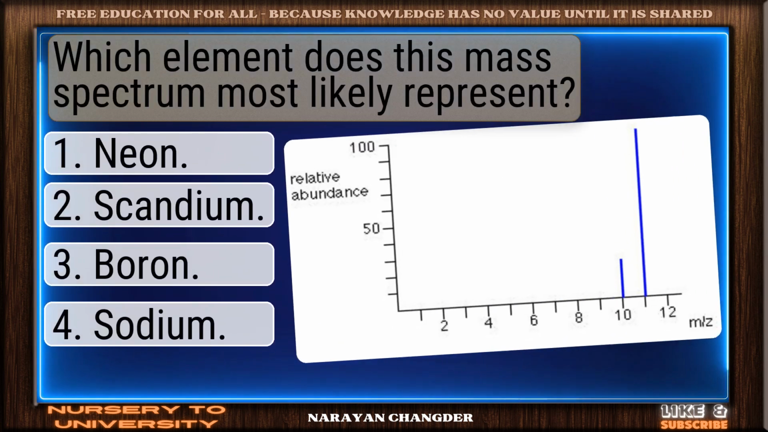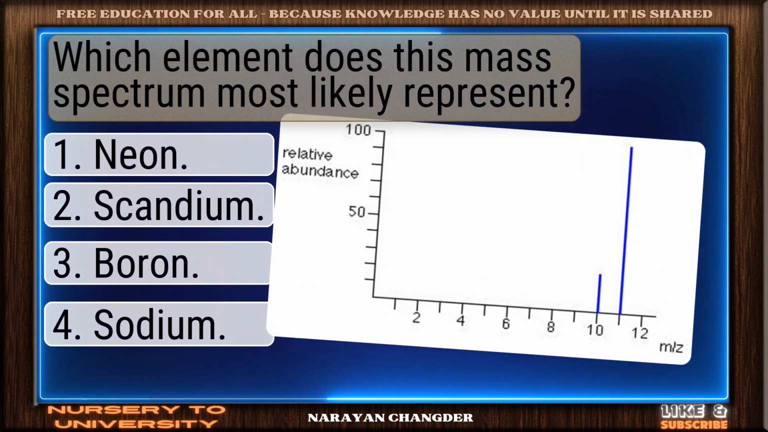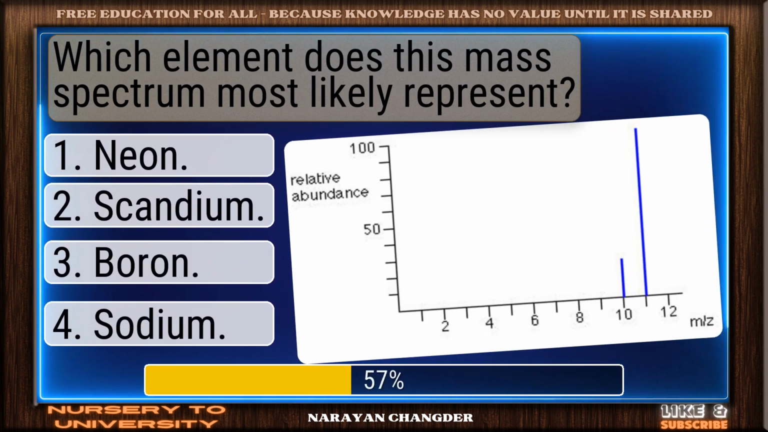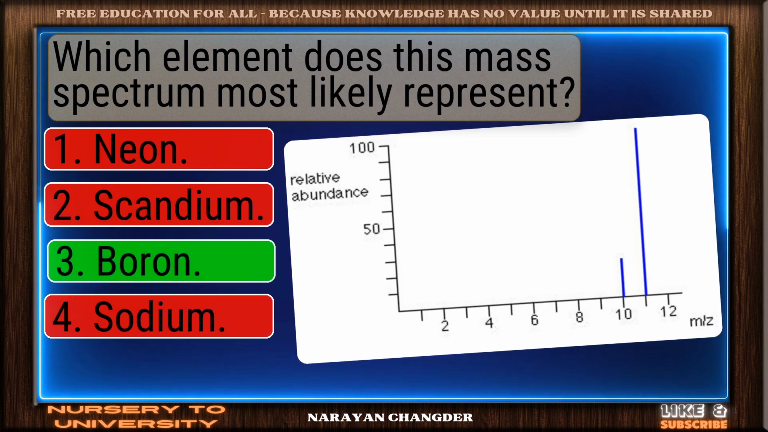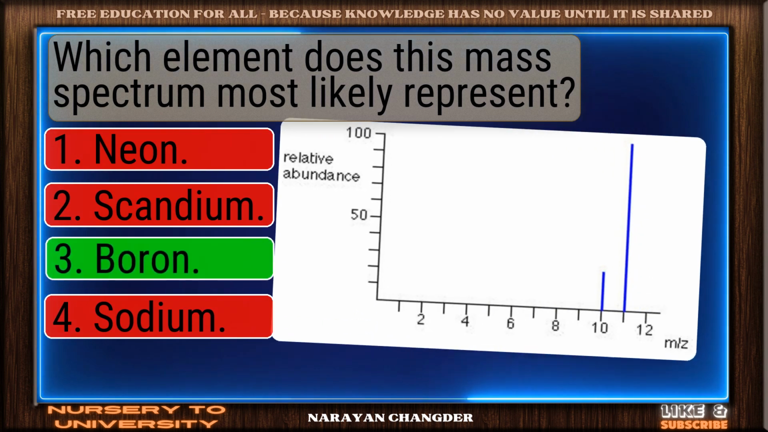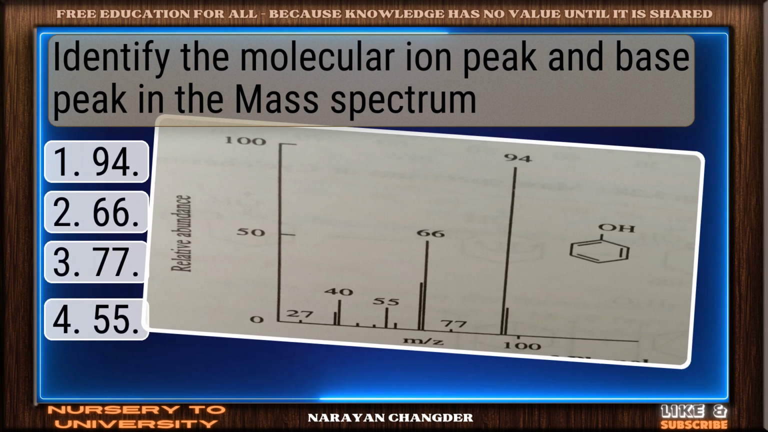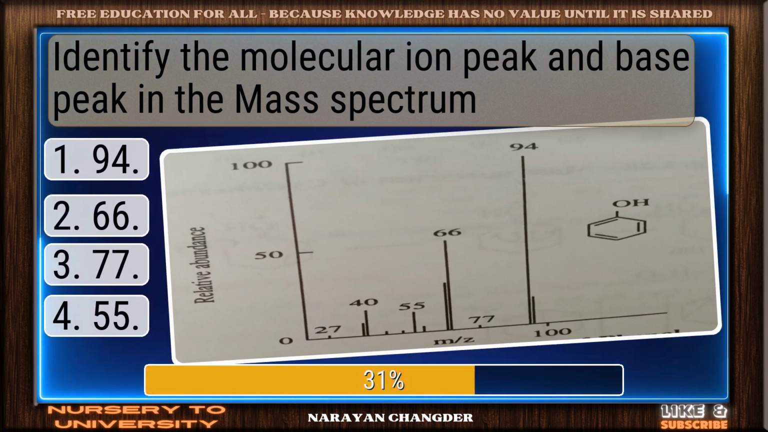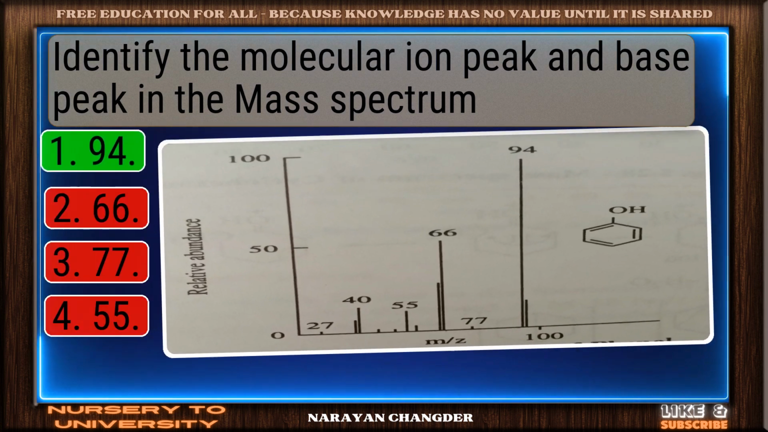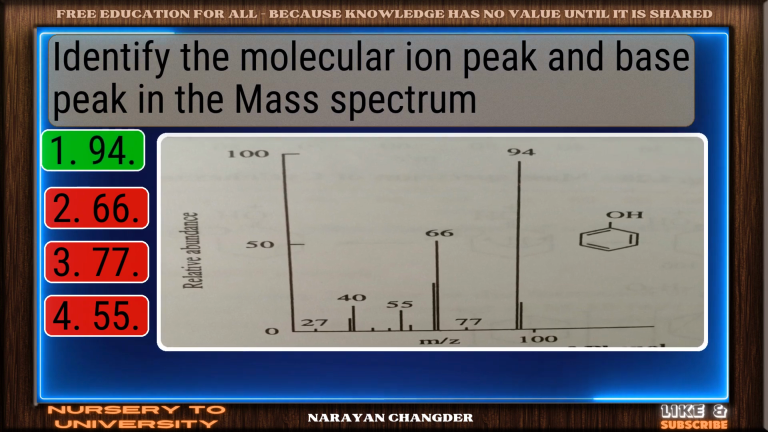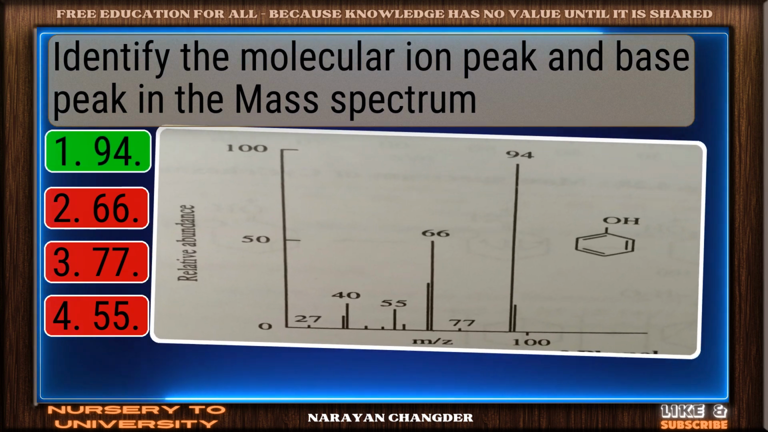Which element does this mass spectrum most likely represent? Great job. Boron is the accurate answer. Identify the molecular ion peak and base peak in the mass spectrum. Nice work! You chose 94, and it is correct.